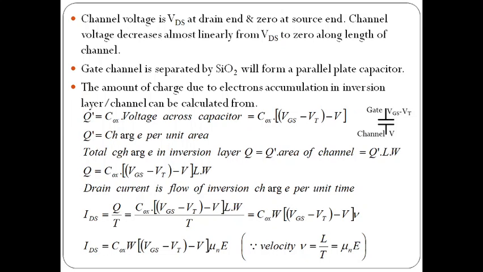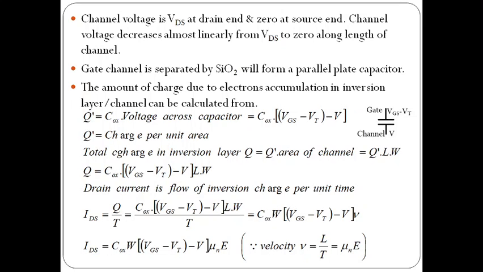So we can write IDS equals Cox into W into (VGS minus VT minus V) into small v. It indicates the velocity of the electrons. We already know velocity is also written as the mobility of the electrons into E.